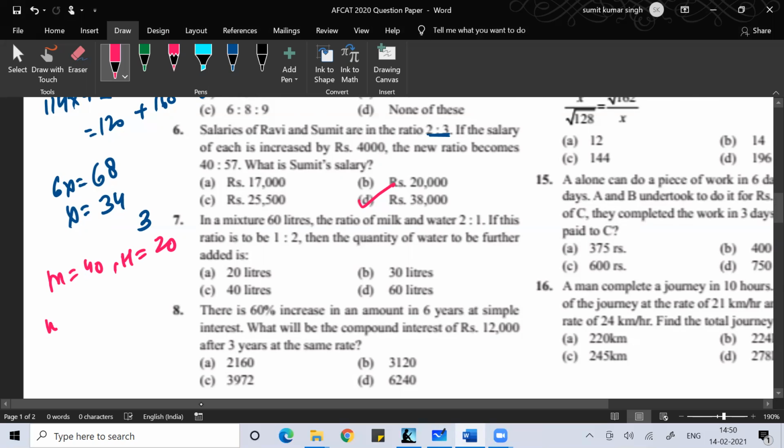If I add X liter of water, now the water will become 20 plus X. Milk will remain as 40. I want this ratio to be 1/2. Okay, so you want the ratio water to milk, you want 2:1. Milk to water, you want 1:2. So here the mixture of milk to water is 2:1. So you can easily understand this part.